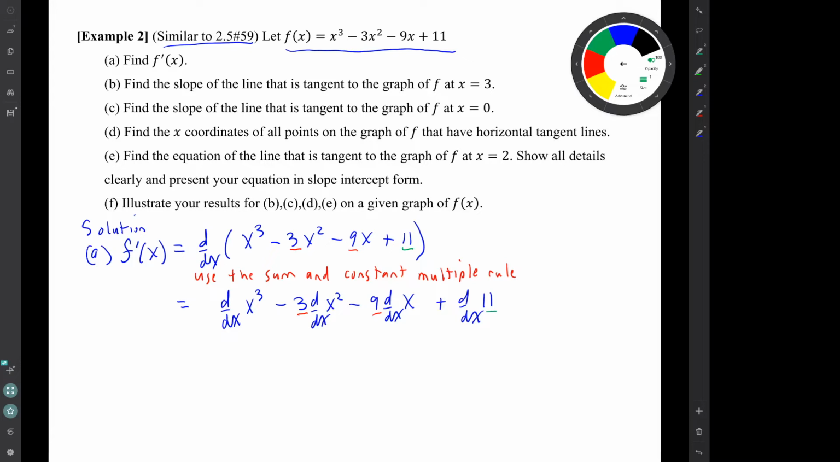All right, now we will use the power rule to find these 3 derivatives. Now for the first term, we have n equals 3. For the second term, we have n equals 2. And for the third term, we have n equals 1. So when we use the power rule, we're going to use those values for n.